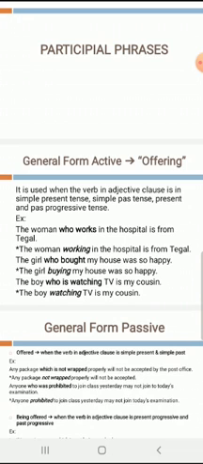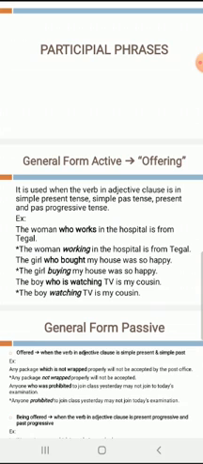The general form is used when the verb is in an adjective clause. You have to identify that the sentence has an adjective clause, and what we do is change the adjective clause in the sentence into a participial phrase. Before you change it, of course, you have to identify what kind of verb or tense is used in the adjective clause of the sentence.